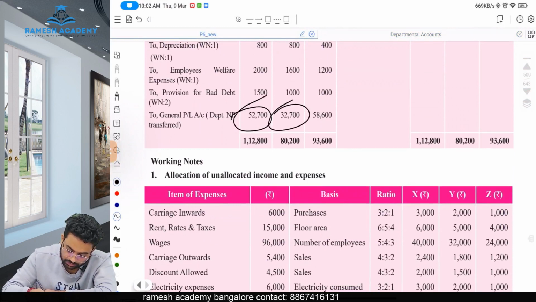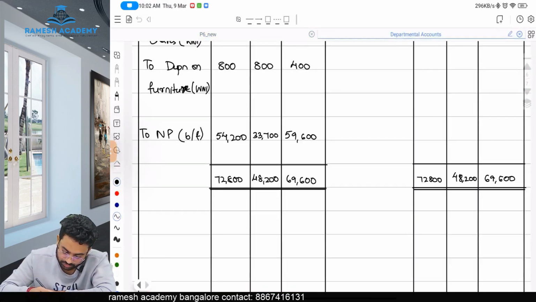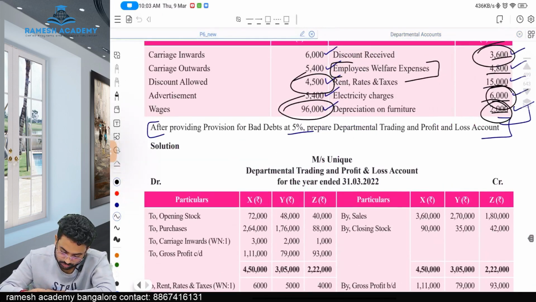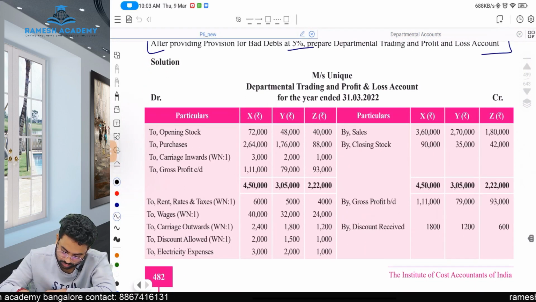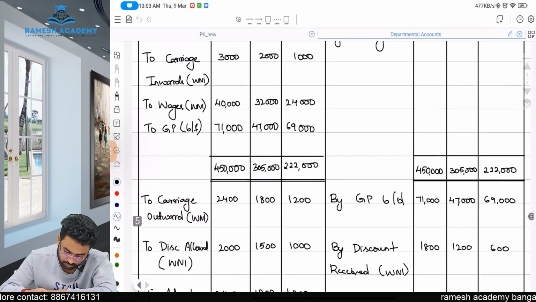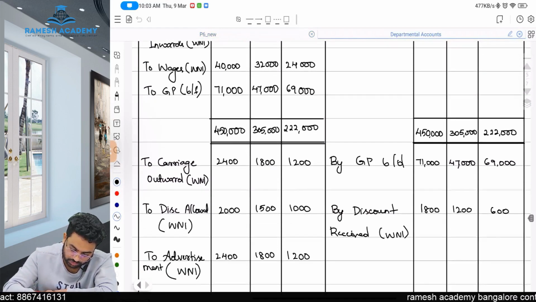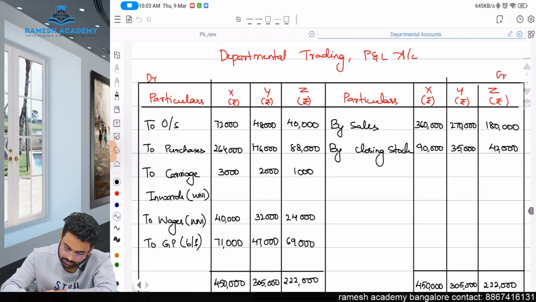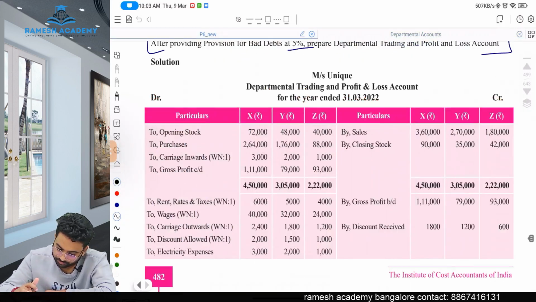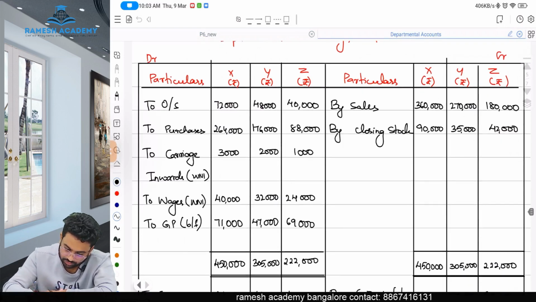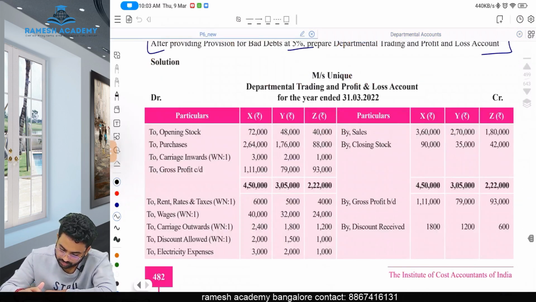$52,700, $37,700, $58,600. Why are we getting 2,000, 3,000 more? Wages we have adjusted. Okay, 40,000, 32, 24. Closing stock it is 90, 35 and 42. 3 lakh 60, 4 lakh 50. Okay, 4 lakh 50 it is.